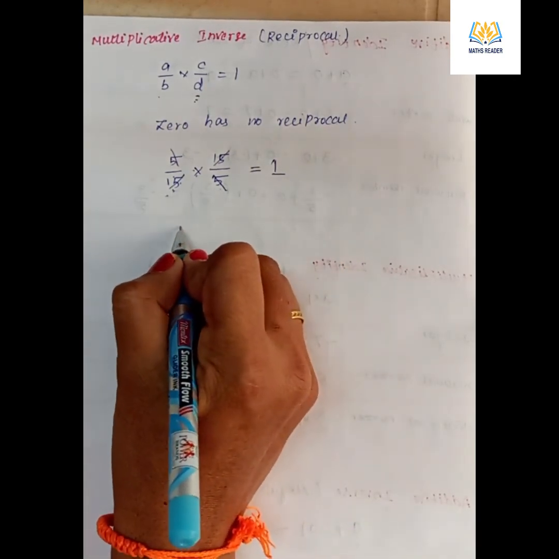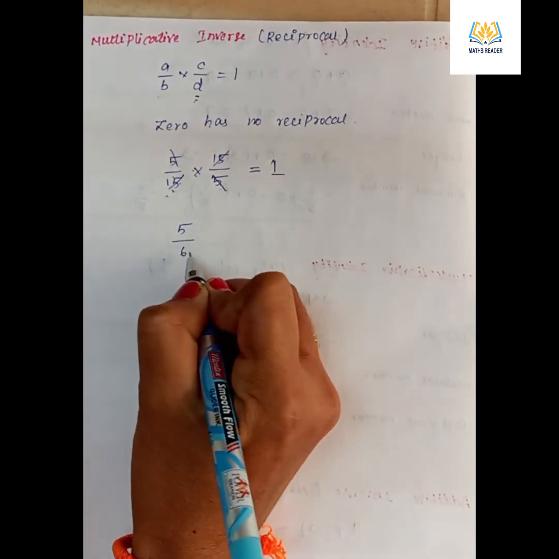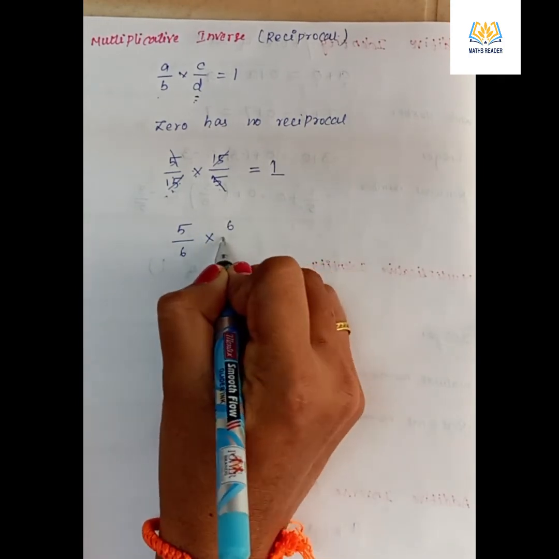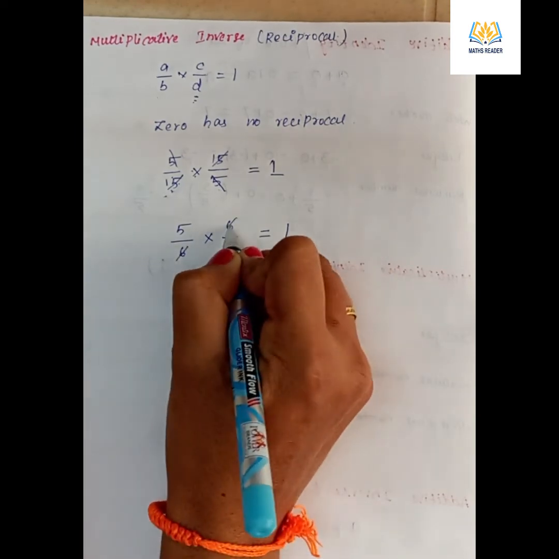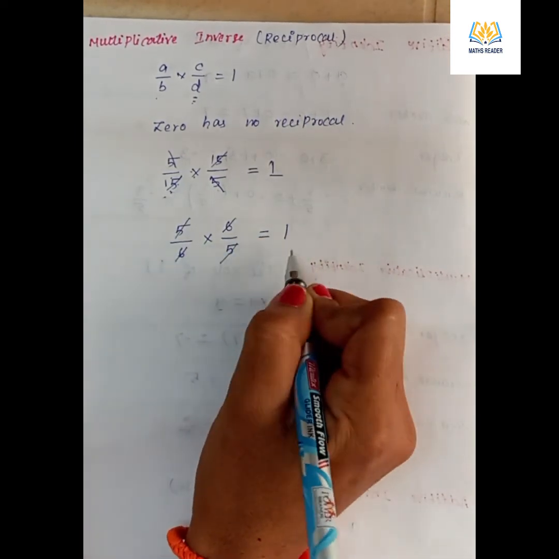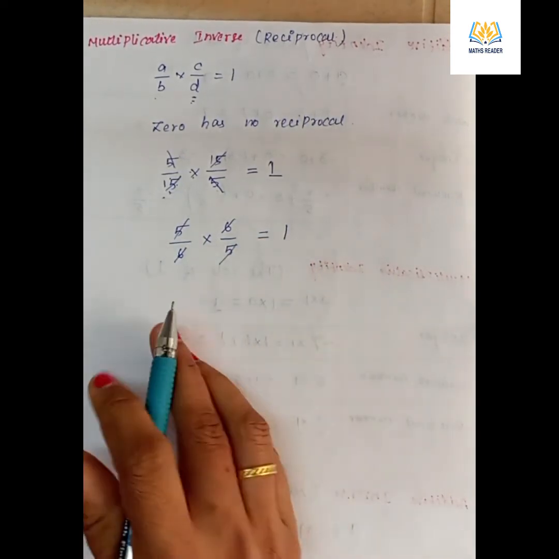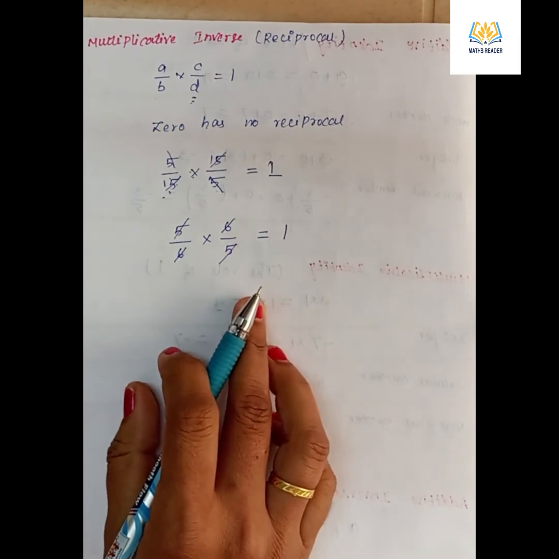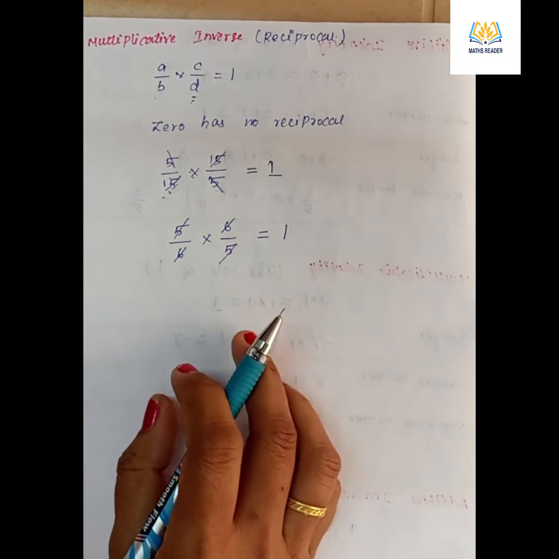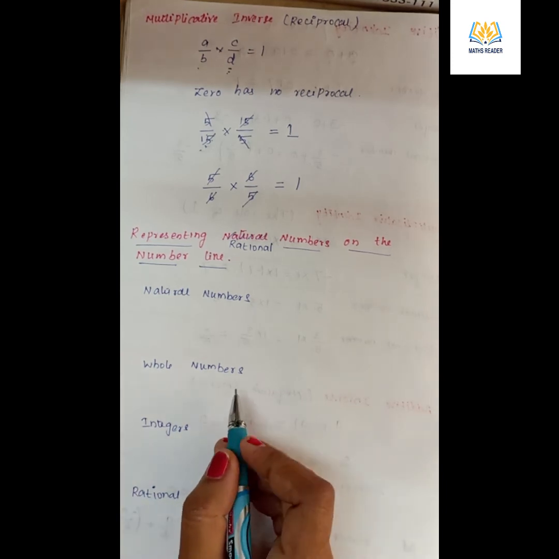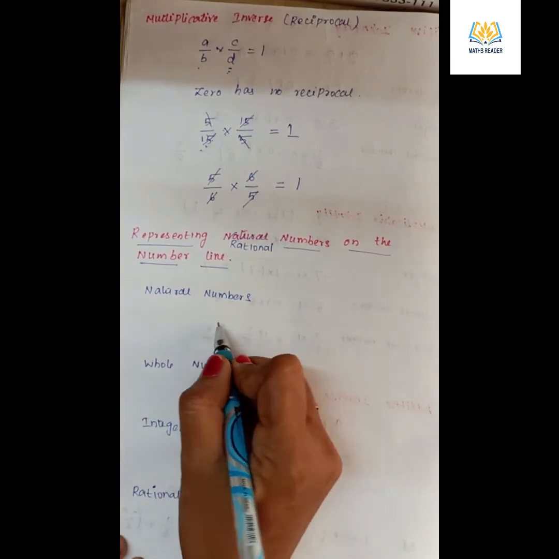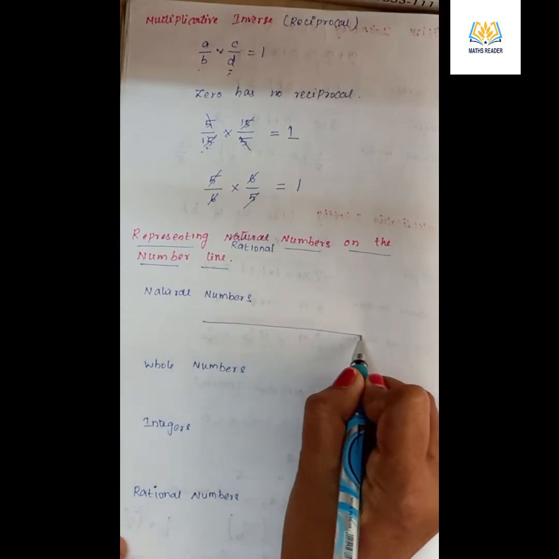So again we take 5 by 6. Its reciprocal is 6 by 5. So the answer is 1. 6 gets cancelled and 5 gets cancelled. The answer is 1. So this is called multiplicative inverse or reciprocal. Next is representing the rational numbers on the number line. First we will see the natural numbers on the number line. Just draw a number line.